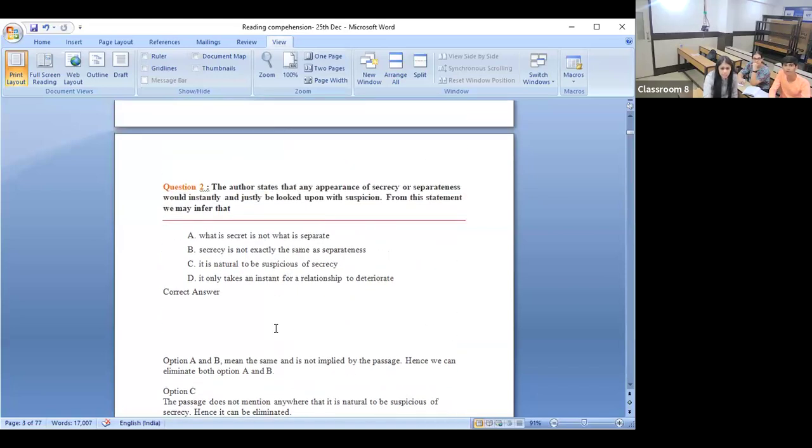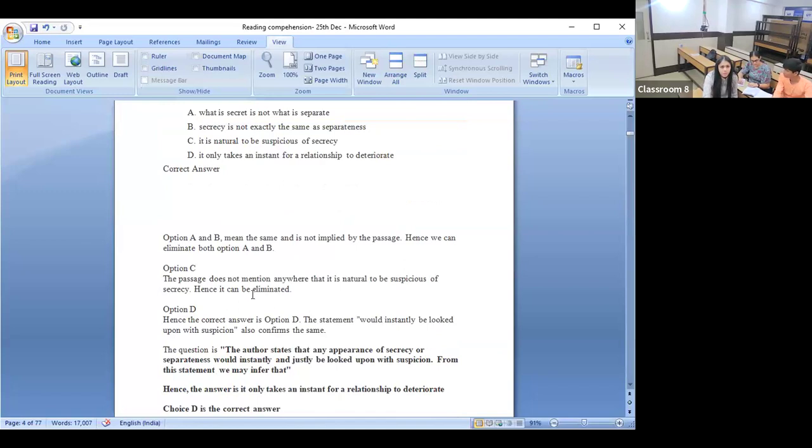The author states that any appearance of secrecy or separateness will slightly aggravate suspicion. What is secret or not is different from what is separate. Secrecy is not exactly the same as separateness. Suspicious, it indicates a secret relationship. How is B possible? I don't see it. C is still possible. So take this away.